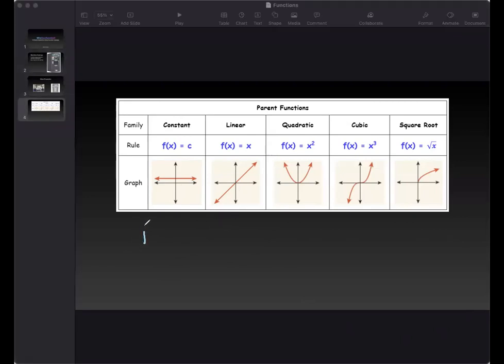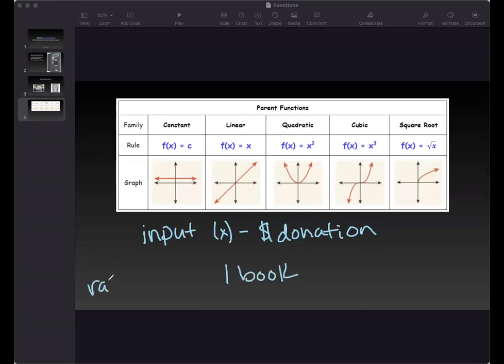So let's say your input, or really your X value, is going to be your monetary donation. And let's say no matter what you donate, you're always going to get out one book. So your range, or your output, is always going to be one, and book is kind of the unit. But your numerical output is always going to be one. And this here would be called domain, which I didn't label. Let me label that. Okay, so I feel like that is a pretty good example.